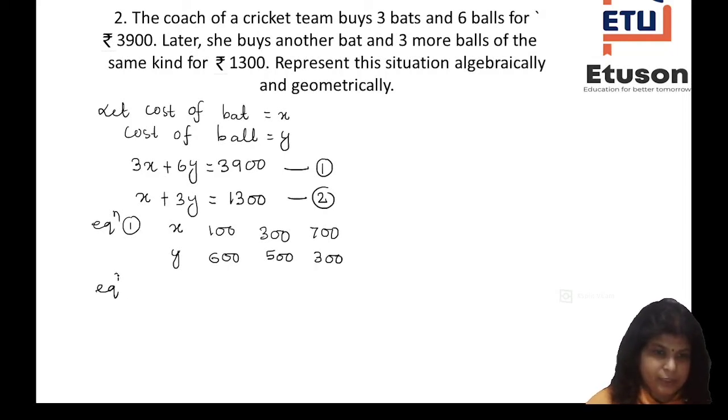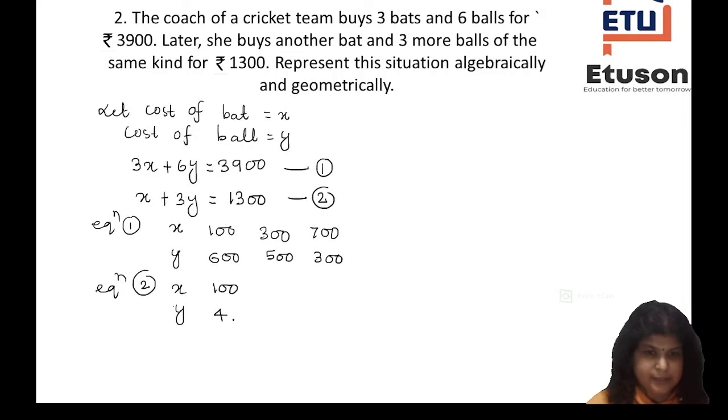Similarly for equation 2, suppose x is equal to 100. Then y will be equal to 400, correct? 1,300 minus 100, 1,200 divided by 3, that is 400. Now I will take 400 here, and this value will be equal to 300. Similarly, if I take 700, I'll get 200 here, correct or not?